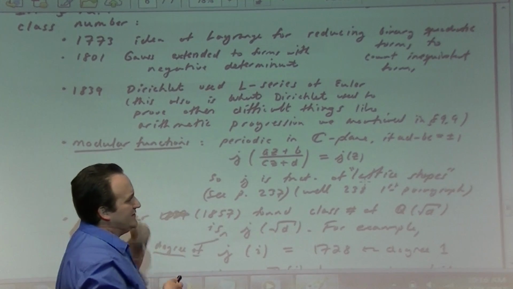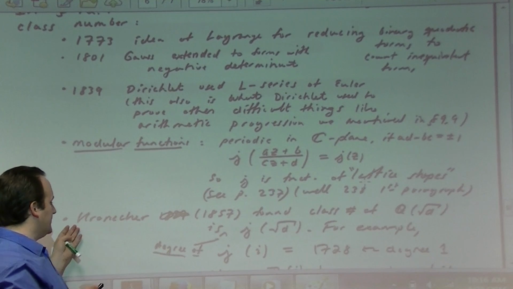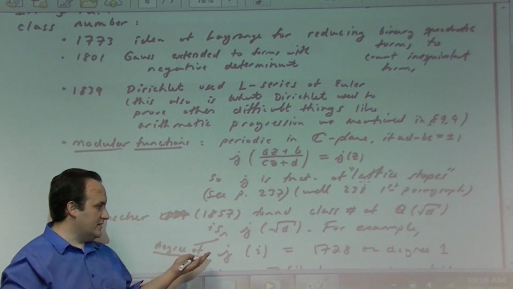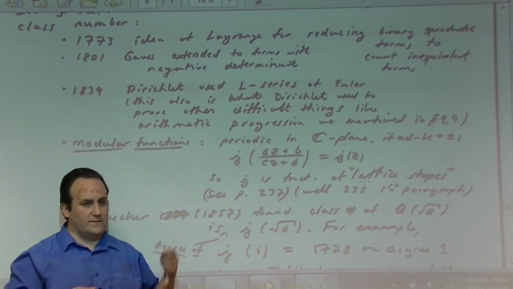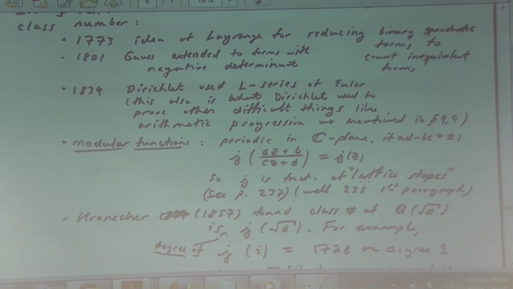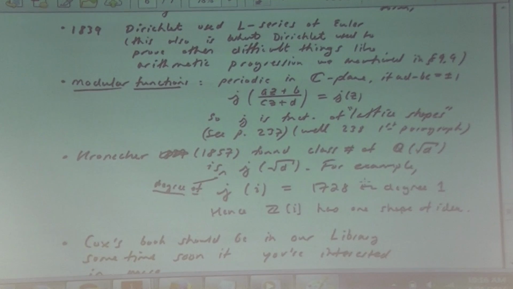J is a function of lattice shapes, basically. So you can then, as Kronecker did in 1857, observe that the class number of the imaginary quadratic field is actually the degree of this modular function. So that actually gives you some sort of technique to calculate class number. In particular, you can calculate that the modular function of i is 1728, which is an interesting number because it's one less than that number for Ramanujan, right?